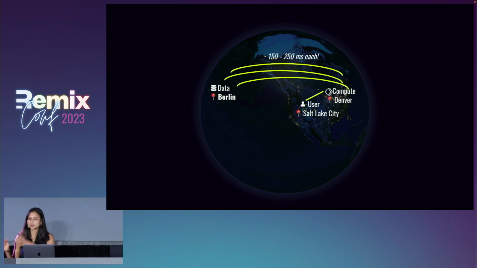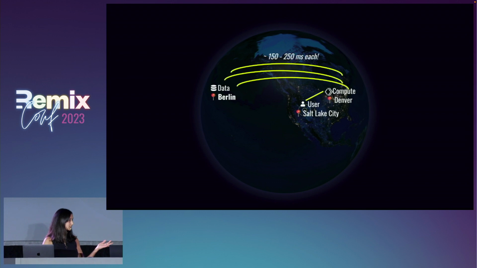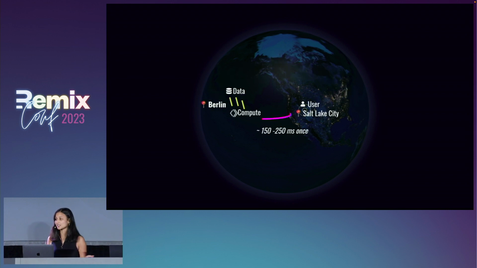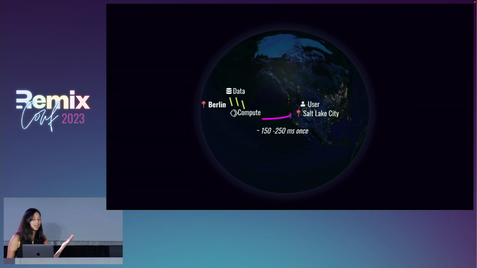What if we just brought the compute closer to the database? And you know what they say. Go beyond the edge. So you could have something that looks like this, where the compute is close to the data, the back and forth trips are smaller, and the 150 to 250 milliseconds happens once. Think about what that does for the performance of your application.